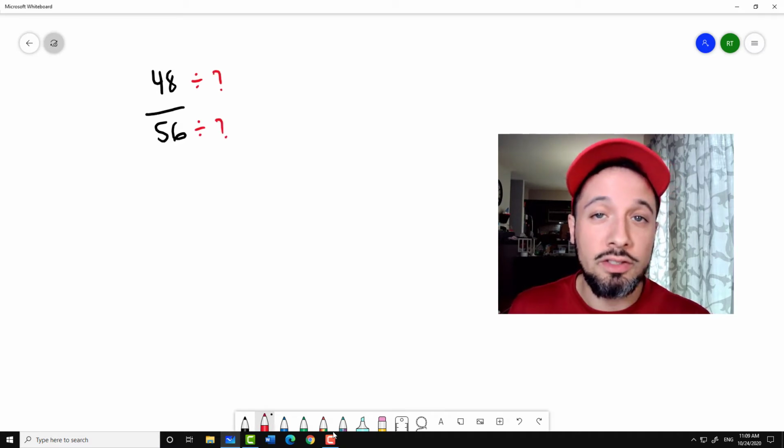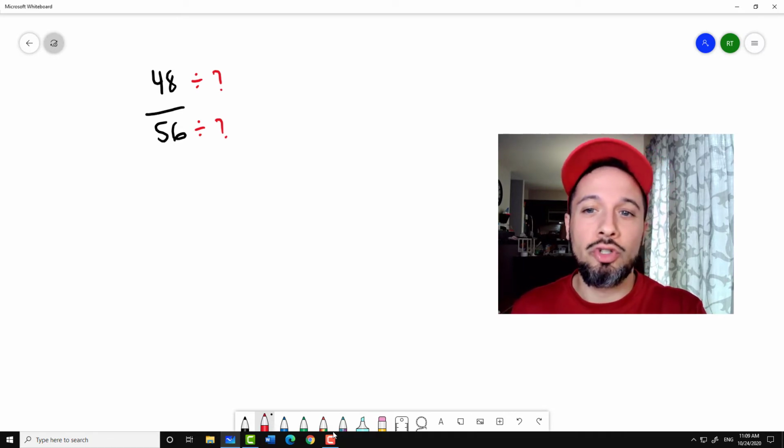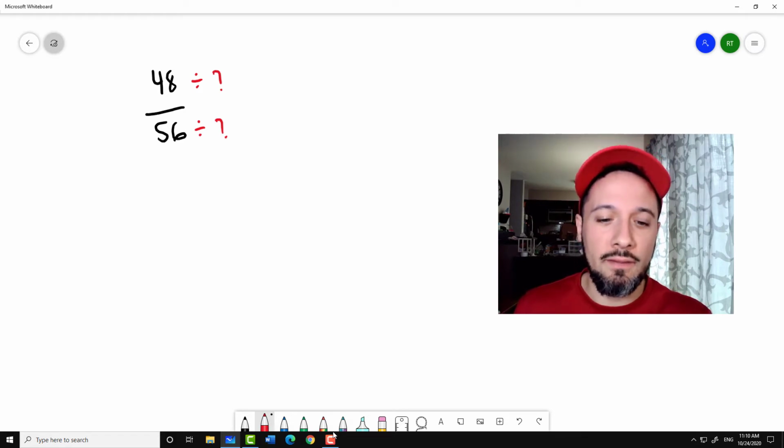I don't know. Let's say I'm not good at my multiplication facts. If I was good at it, I'd be able to recognize it. But I'm going to show you this method that you can use to actually find that.